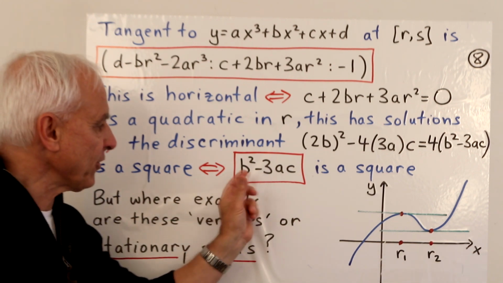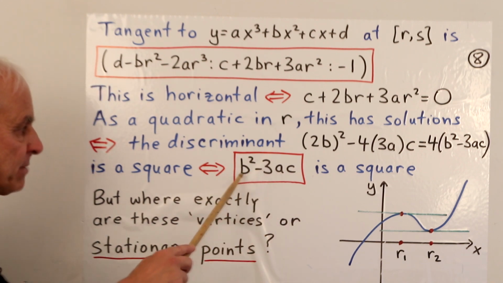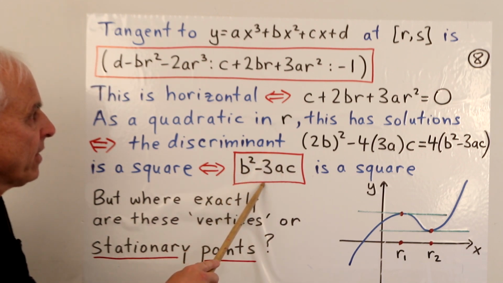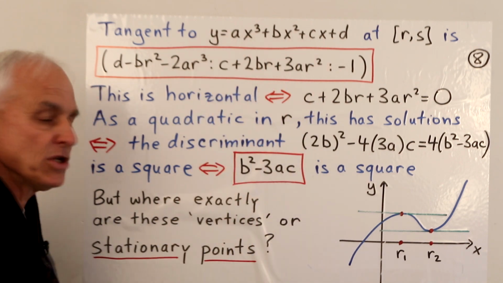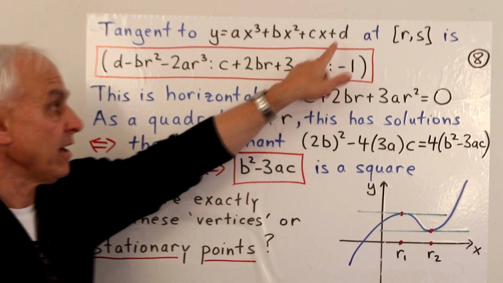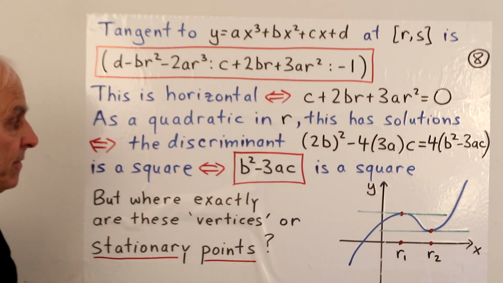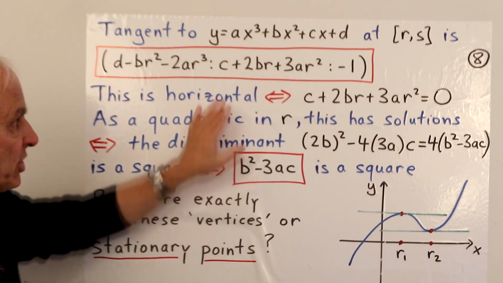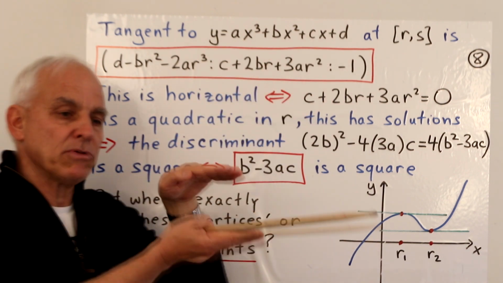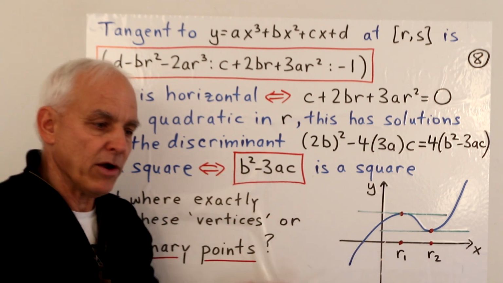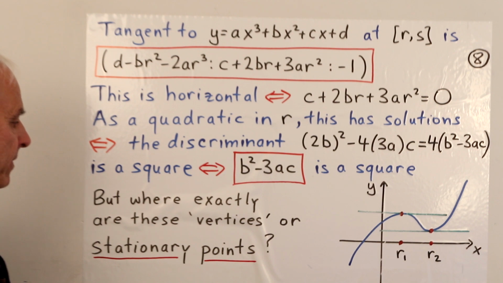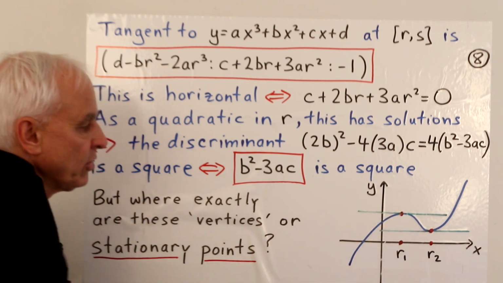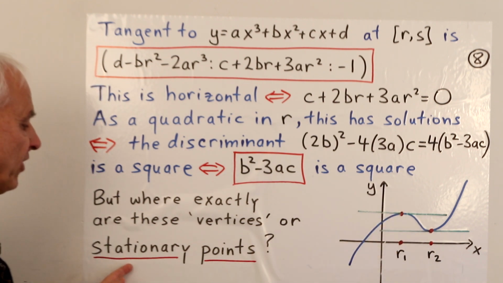So it's interesting that there's a little bit of a variant here. It's this particular quantity that you calculate from the coefficients of the cubic, and d is not relevant. It's this particular expression that tells you whether you're going to be able to find places where you actually have horizontal tangents. And these vertices, which we might call them, are also sometimes known as stationary points.